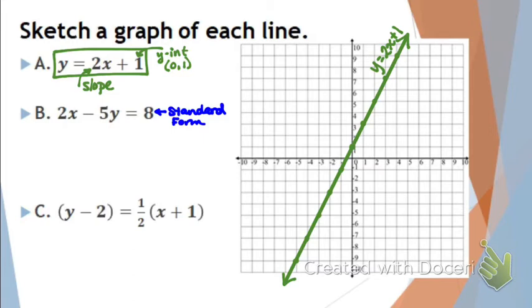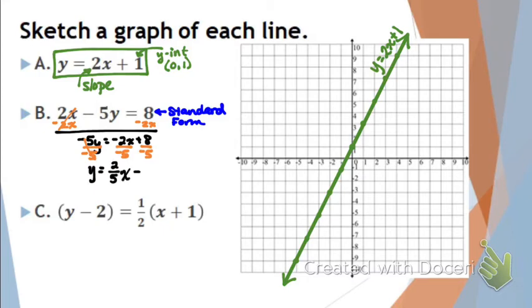We can change it. Let's go ahead and change it into slope-intercept form. I'm going to subtract 2x from both sides. So I get -5y equals -2x plus 8. Divide everybody by -5. y is equal to 2/5 x minus 8/5. A slope of 2/5 isn't so bad. Up 2, right 5, up 2, right 5.